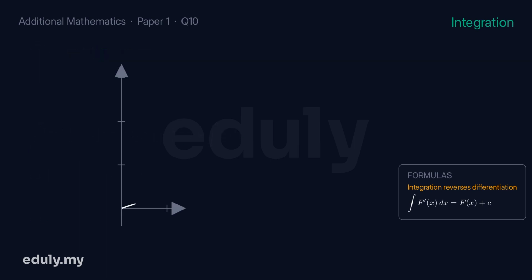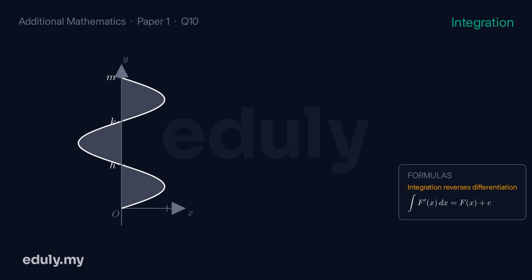Now Part B. Here's diagram 8. Notice the curve is written x equals f of y, so we read it sideways. At each height y, f gives the horizontal distance from the y-axis. The shaded region is what's trapped between the curve and the y-axis. It has 3 bumps, one from O to H, one from H to K, and one from K to M.